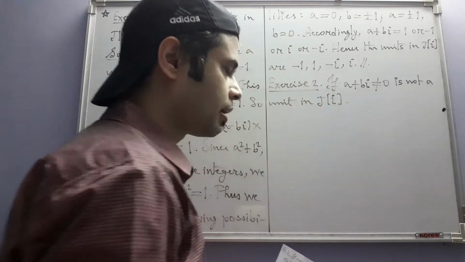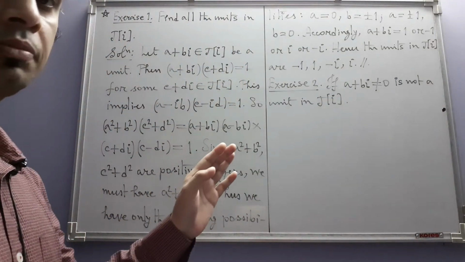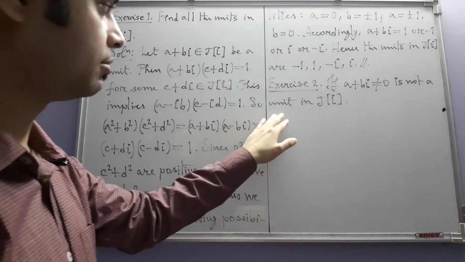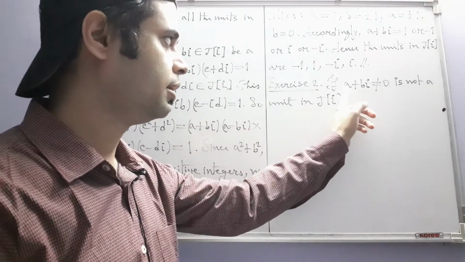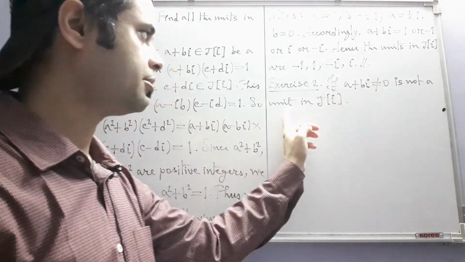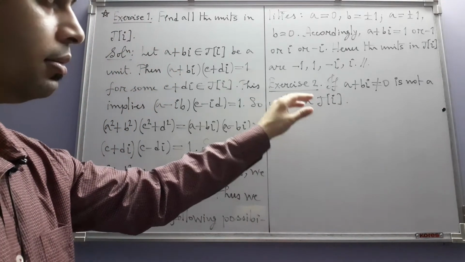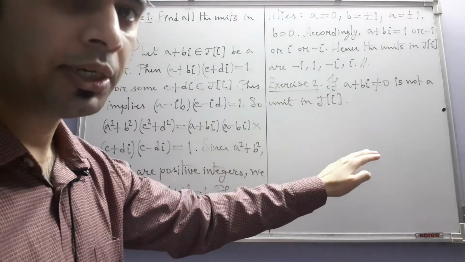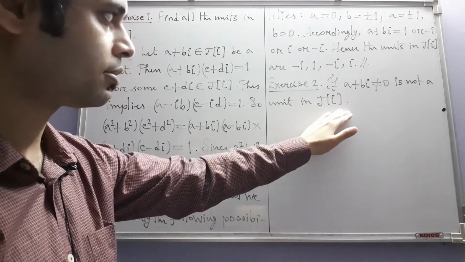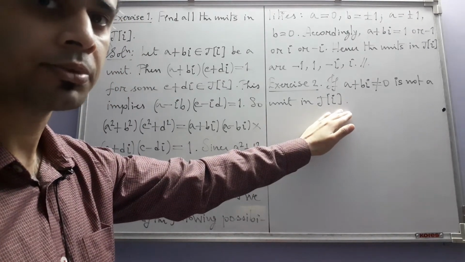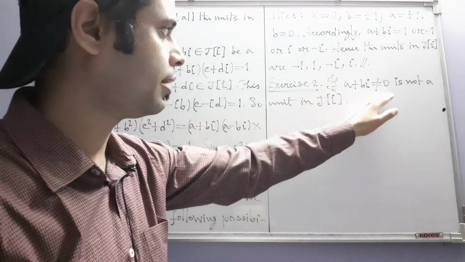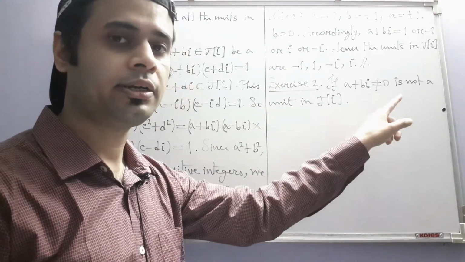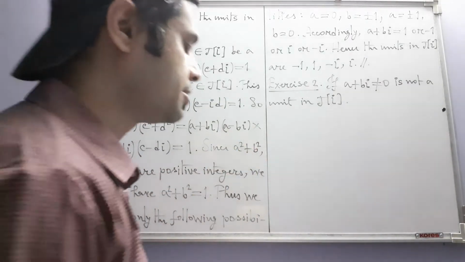Herstein has the unfortunate tendency to be somewhat sloppy in writing these questions. You see, a plus bi not equal to 0 is not a unit in J(i). It actually means that a plus bi is already an element in J(i), although the sentence does not convey that information properly. But you have to understand that a plus bi is a non-zero element in J(i), and additionally it's not a unit. So that's what this means.